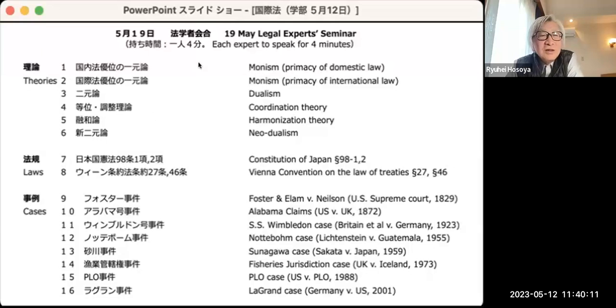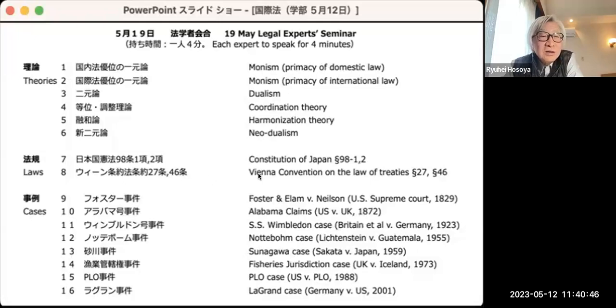The fifth one is similar, but it's a different point of view. It argues that the two systems should somehow be harmonized. And I won't go into detail here. The sixth one is perhaps the most advanced. It was brought forward by a famous Japanese legalist. He called it neo-dualism. And I'll leave it to you to read the book to understand what it is.